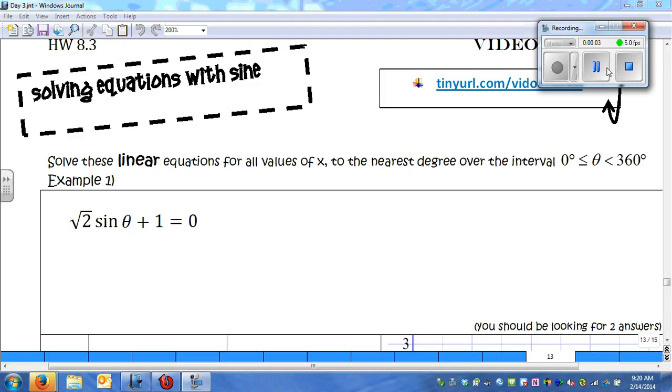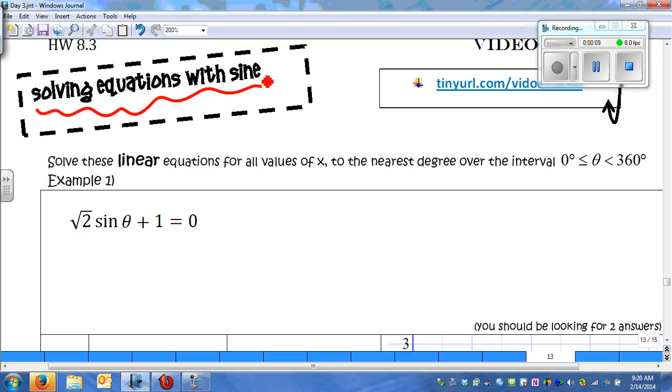Alright, you guys, I'm going to teach you how to solve equations with the sine function involved in them. For example, the square root of 2 sine theta plus 1 equals 0. We want to find all values of theta between 0 and 360 that satisfy this equation.